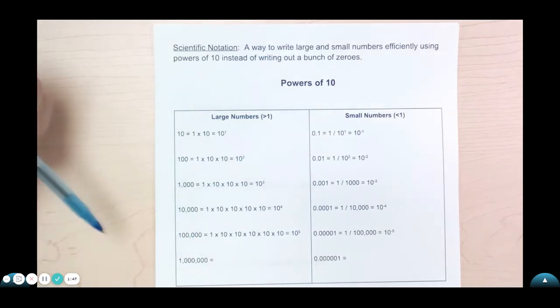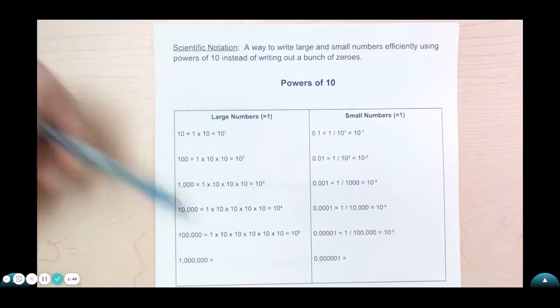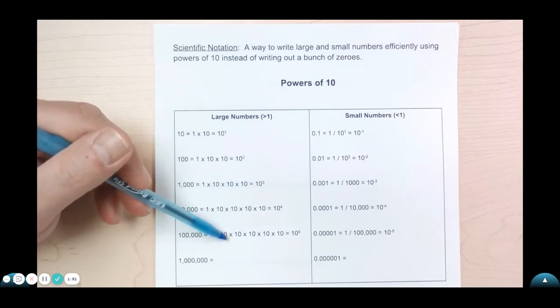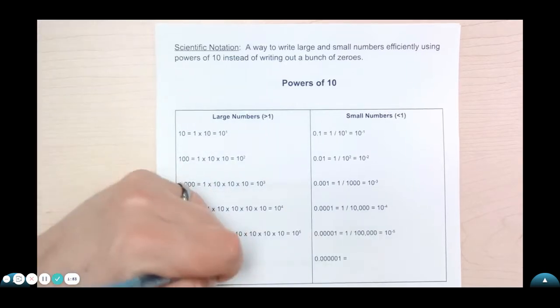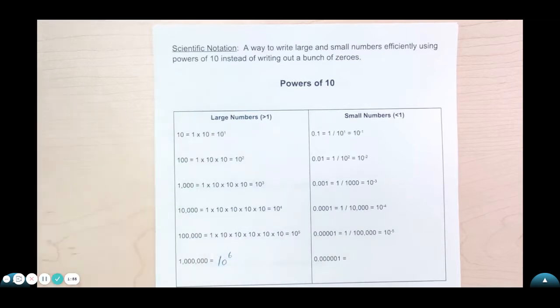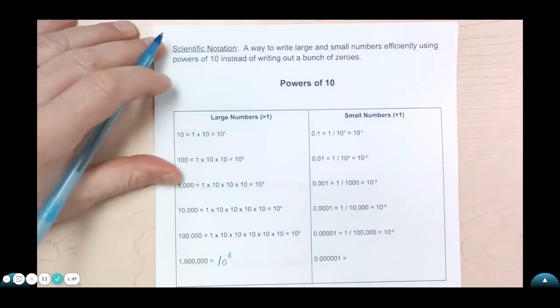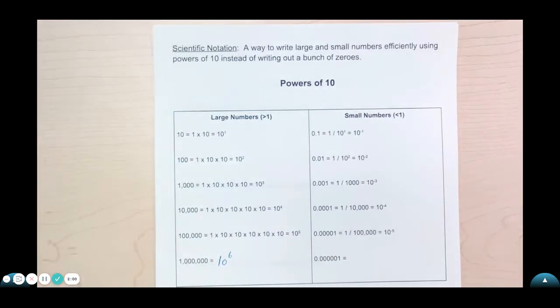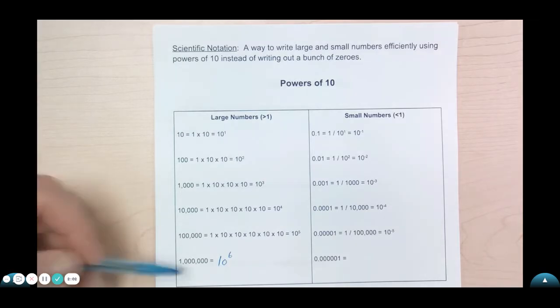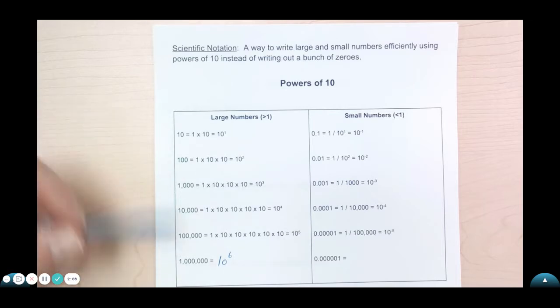So just following the pattern, 1 million would have to be 1 times 10 6 times, or 10 to the sixth power. This would just keep on going and going and going as the numbers got larger. So 10 million would be 10 to the seventh power. 100 million would be 10 to the eighth power, so on and so forth.